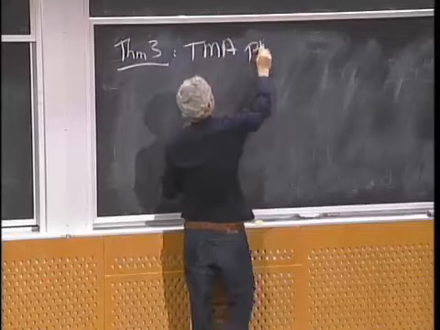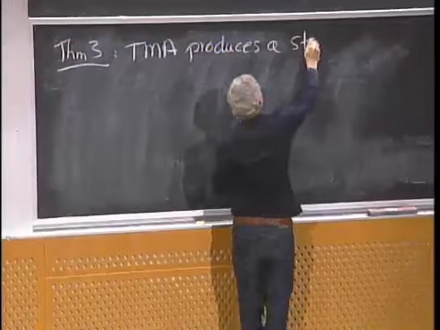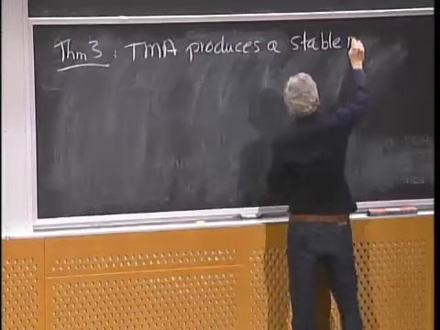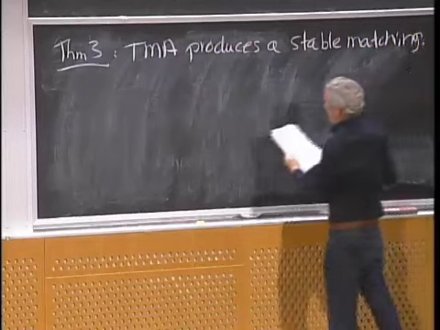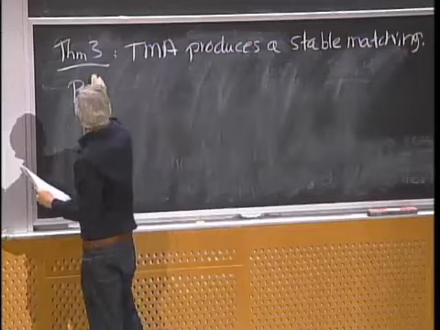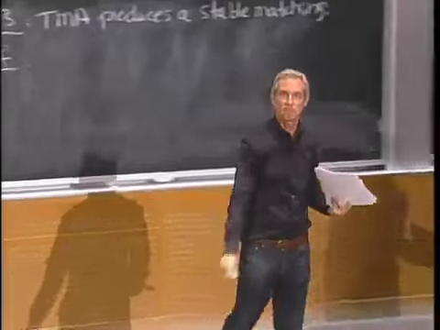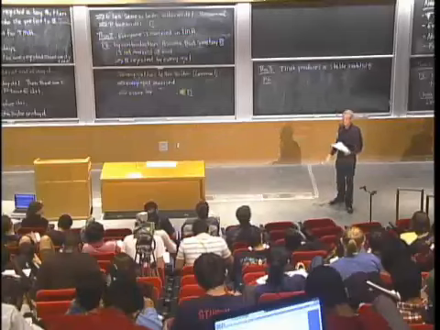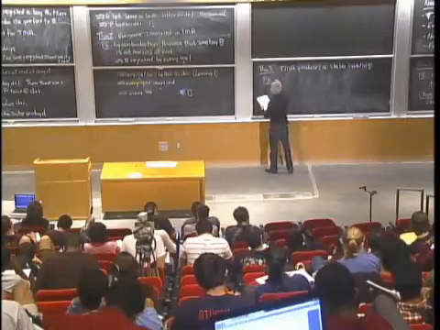TMA produces a stable matching. All right, now how do you suppose we're going to prove this? What's going to be the approach to prove this? Yeah? Assume that there's a rogue couple, that namely this is not true, so there must be a rogue couple.